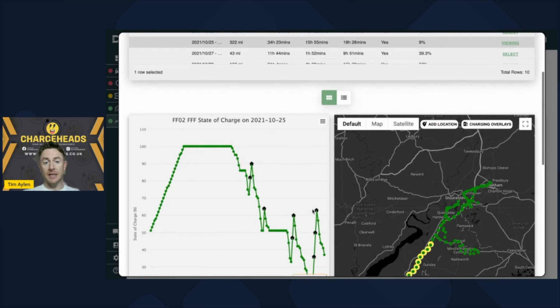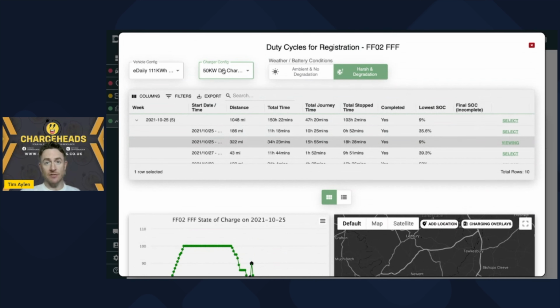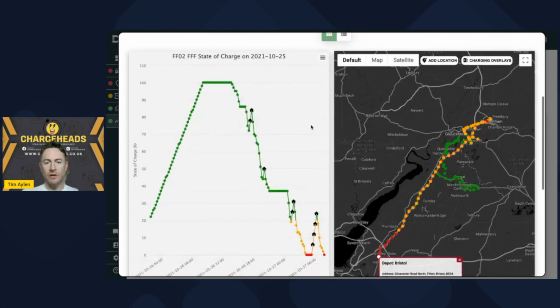What if the company doesn't have the money for the 50 kilowatt charger? Or more likely, they haven't got the power, because power is a big challenge out there in specific areas. So let's go back to 22 kilowatt AC charging. So what are the other options?